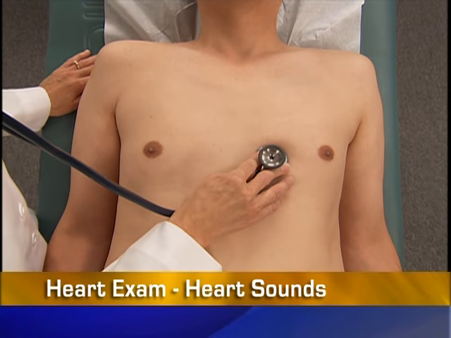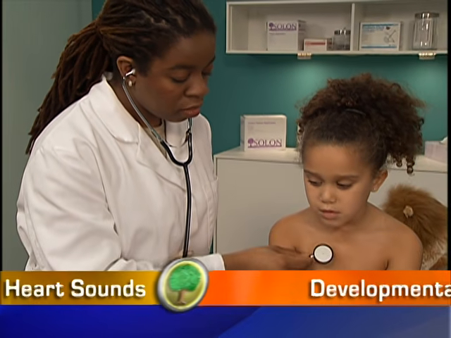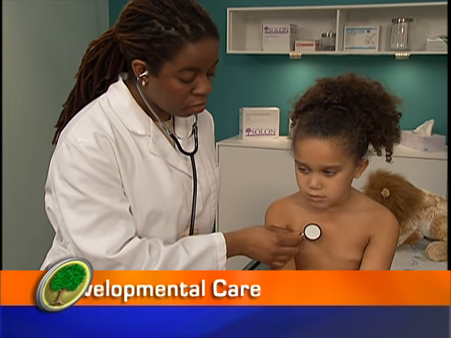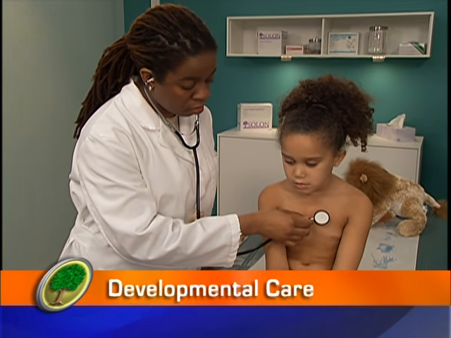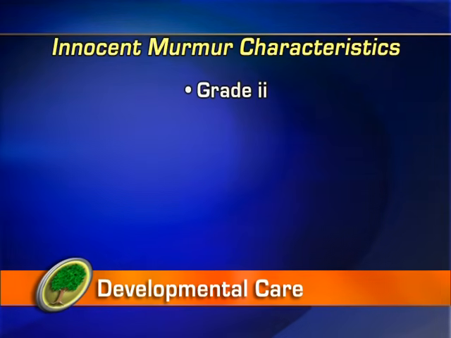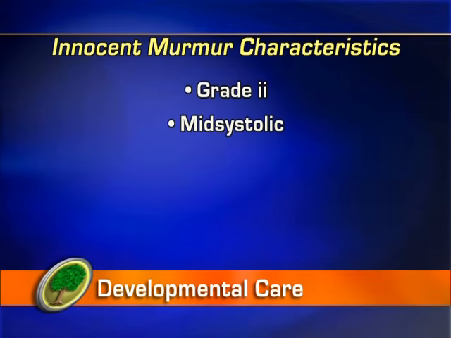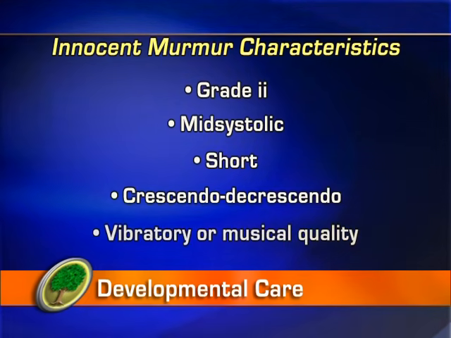In adults, you normally hear no murmurs. In healthy children and adolescents, innocent murmurs commonly occur because their hearts have a greater contractile force, which increases blood flow velocity. An innocent murmur usually is grade 2, mid-systolic, and short, with a crescendo-decrescendo pattern, and a vibratory or musical quality.